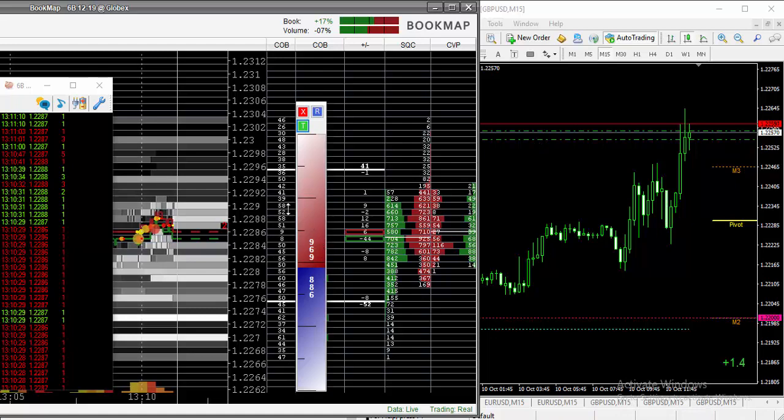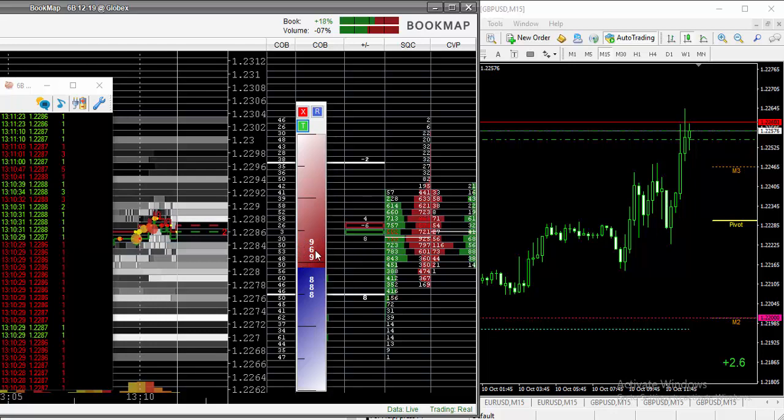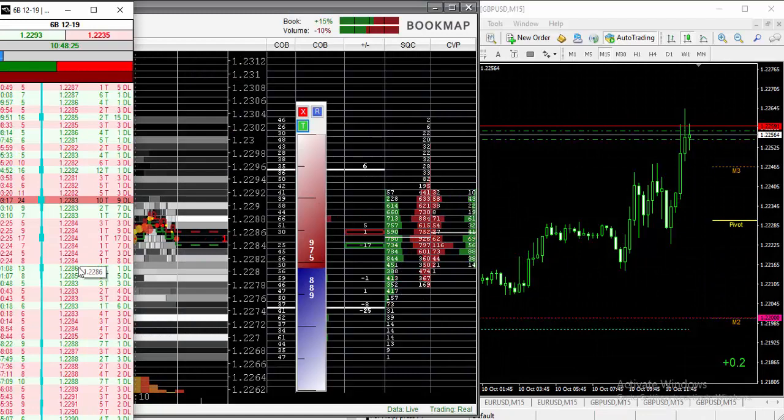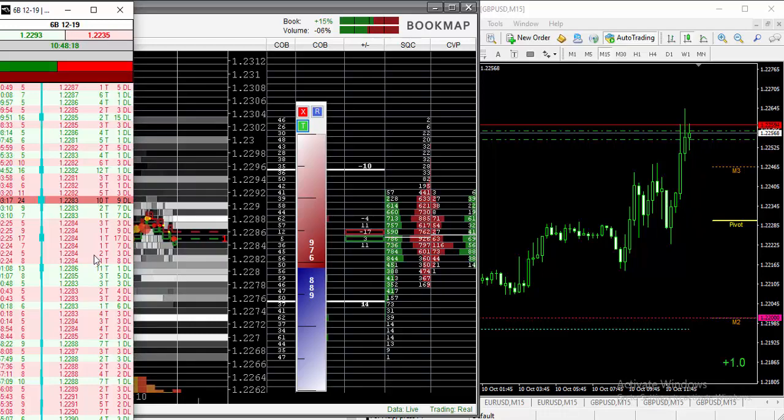Look even at the strength meter here, we see we have 969 lots of sellers, but price is not really going anywhere. So I'm just looking also at the block trades to see if there's any large participants trying to sell, push prices lower, but nothing is really happening, you see.